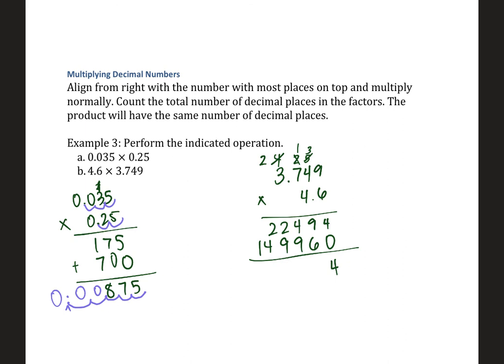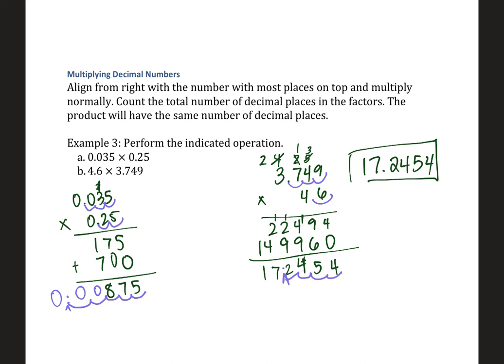Add down: 4, 15, 14, 12, 7. 172454. Count the number of decimal places: 1, 2, 3, 4. 1, 2, 3, 4. So it's going to be 17.2454.